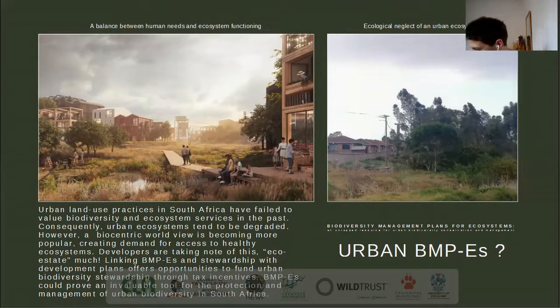So through this work, we hope to ensure that by actively managing the remaining intact habitat, we are able to protect species as well as ecosystem functioning in an urban context.